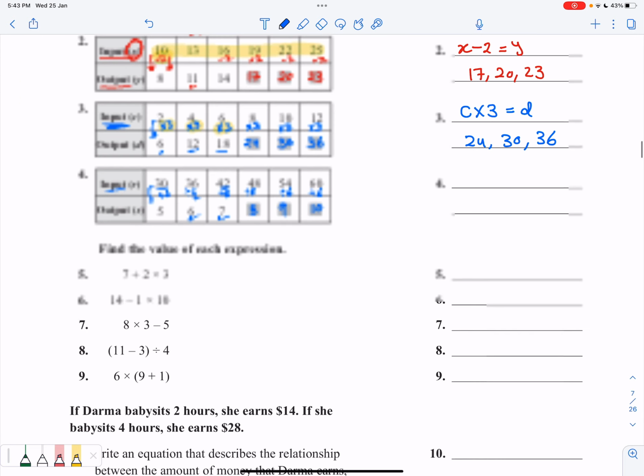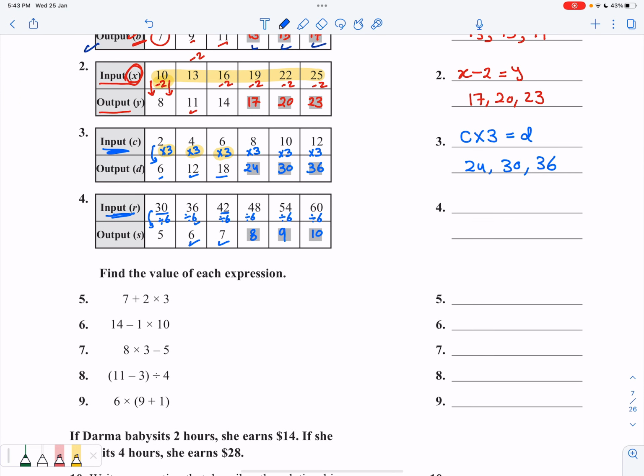So each time, what we're doing, we're taking the input, which is R, and dividing it by the number 6. So we get the output, which is S. So the next terms are 8, 9, and 10.